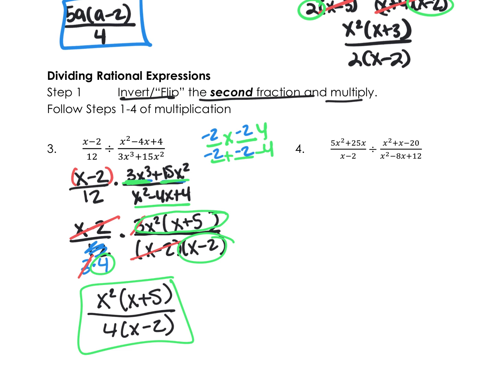So we're going to do one more here. Again, the only difference between division and multiplication is that before you do anything with division, you flip the second fraction. So we're going to keep the first fraction the same, change the division problem to multiplication, and flip the second fraction.